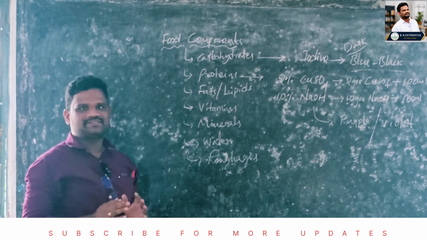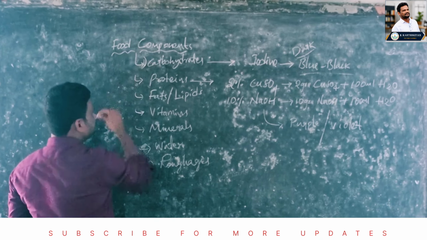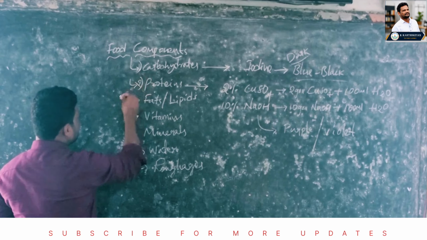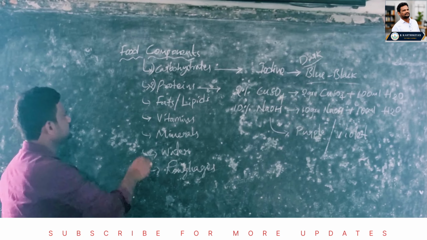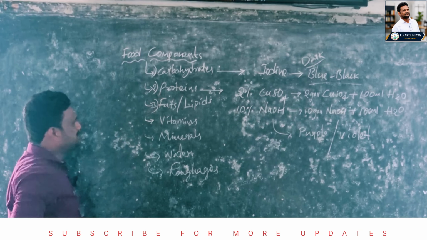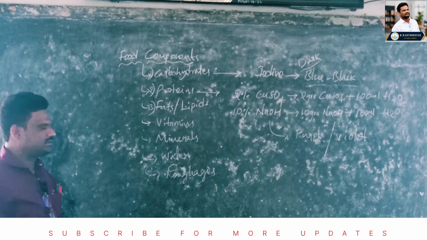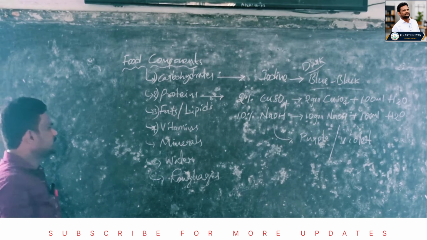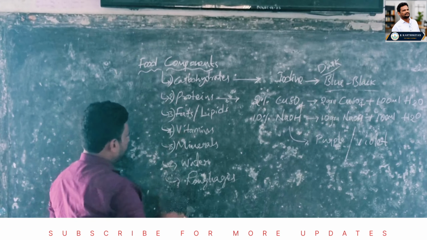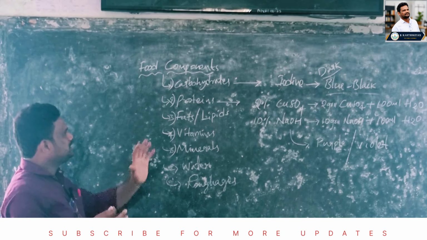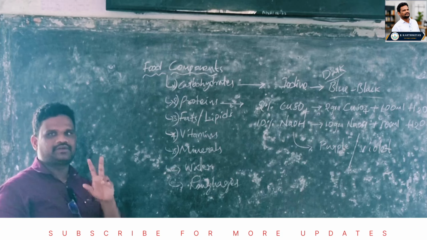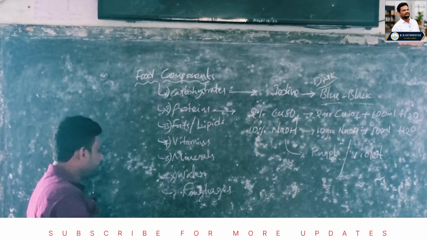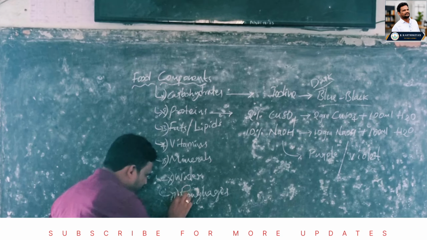Food components are majorly 5. First one, carbohydrates. Second, proteins. Third, fats or lipids. Fourth, vitamins. Fifth, minerals. Along with these 5 major food components, we have 2 more. Water is also considered a food component. Roughage is also considered a food component.